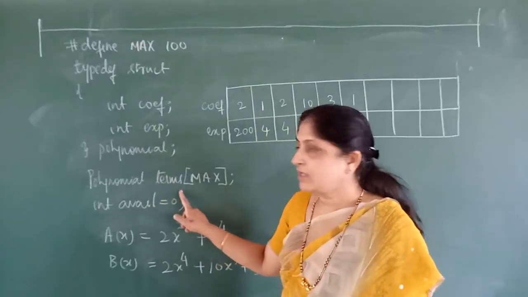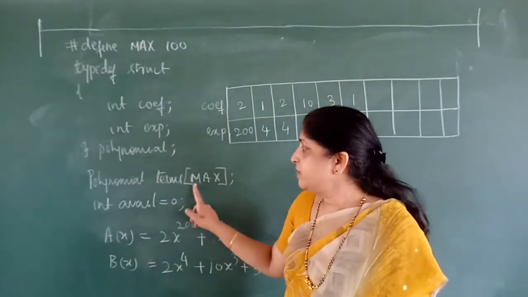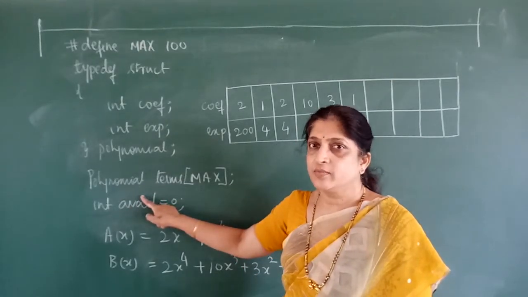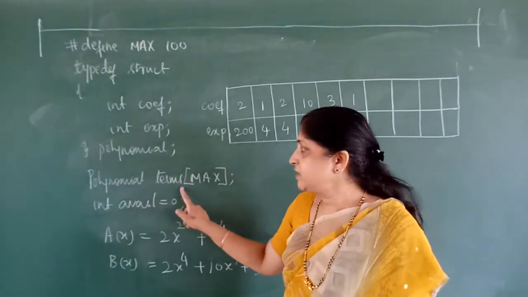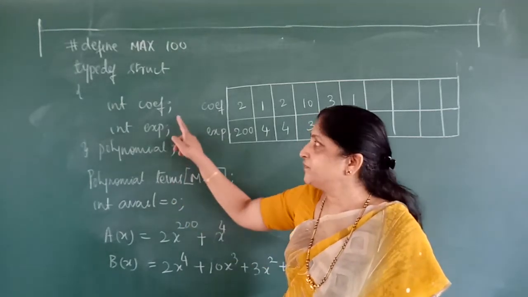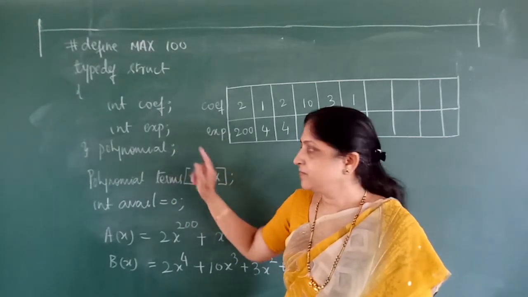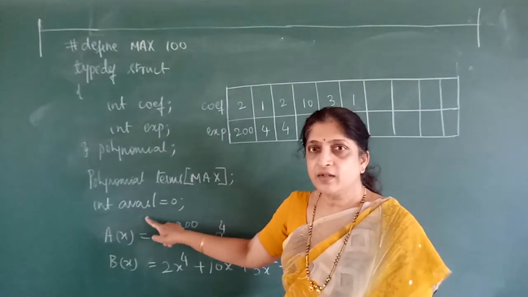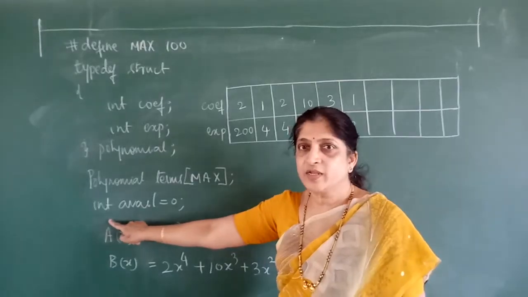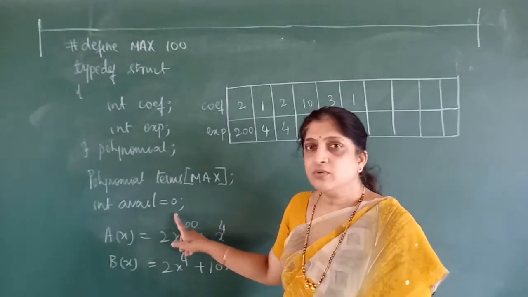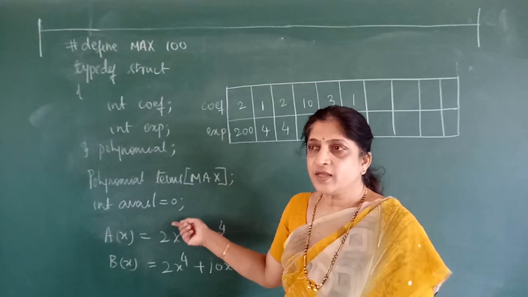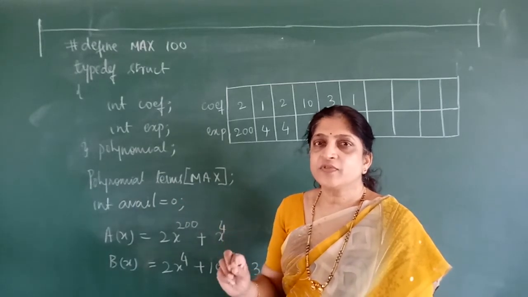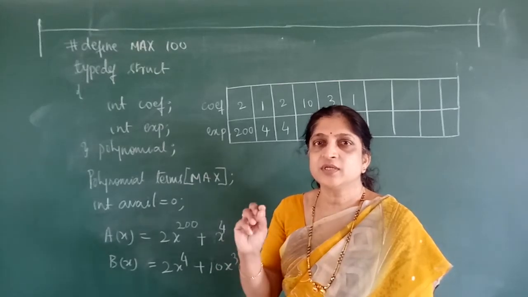Here I am declaring an array terms of MAX size, and this terms is of type polynomial. So every term will have two fields, the coefficient field and the exponent field. Then we are going to use one more variable, avail, which is a global variable of integer type. I am initializing it to 0. We need this avail variable for representing the index of the available location in the array.